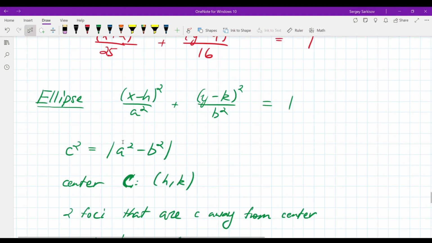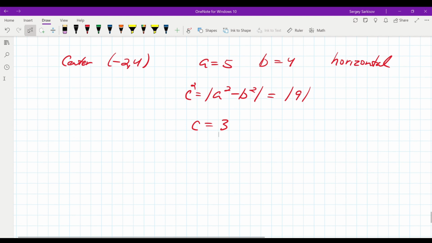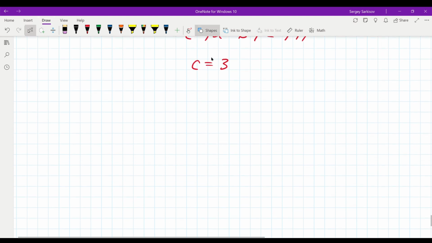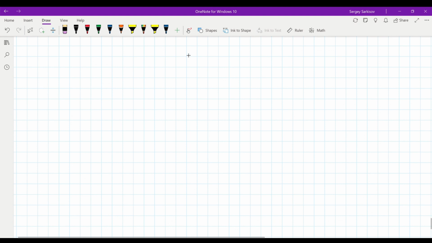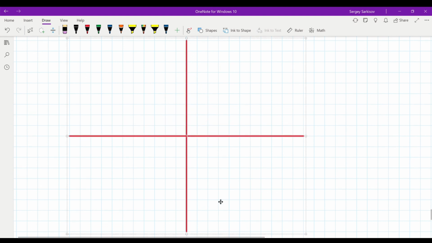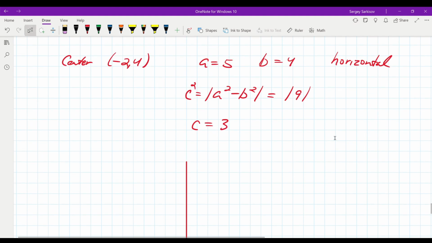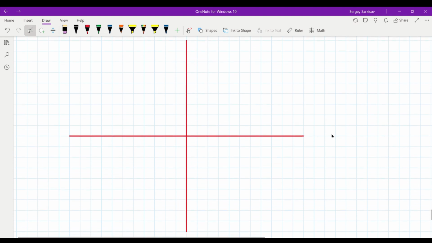Okay. So now, what we do is we graph it. Let's graph the ellipse. Let's just check it out. The center was, again, what was it? Negative 2 comma 4. So go left 2 and up 4. Here we are. That's center. What was A? A was 5, and that's horizontal.